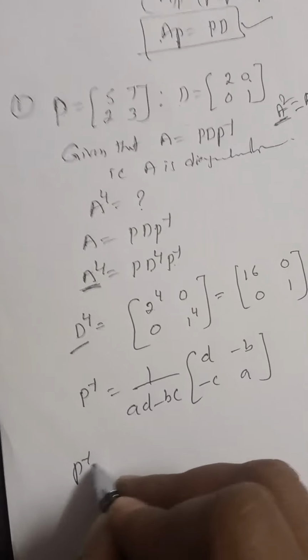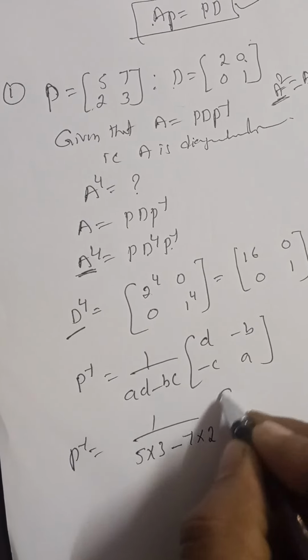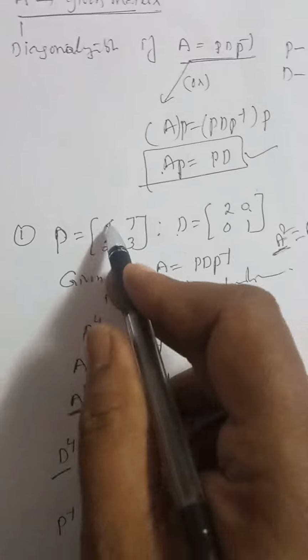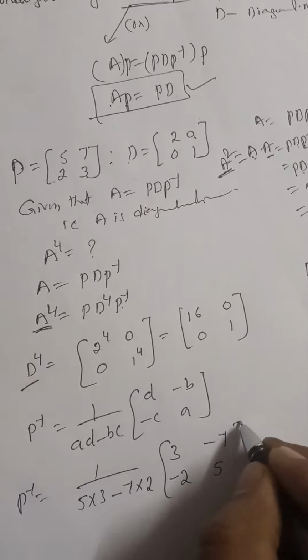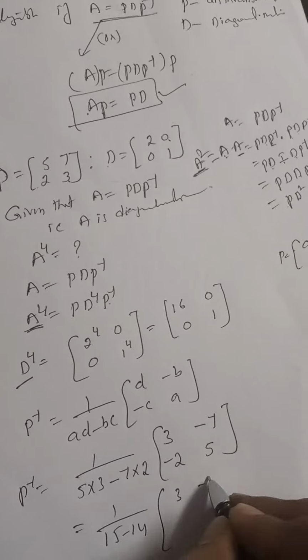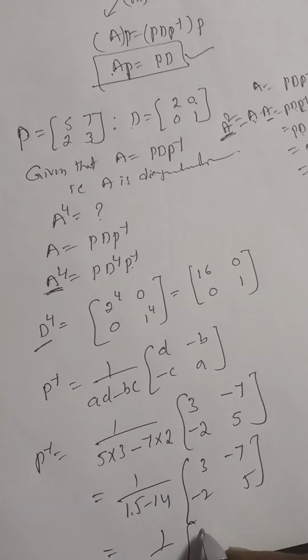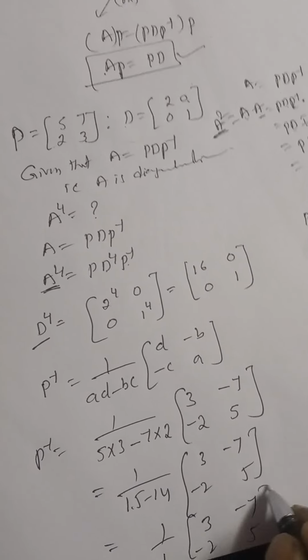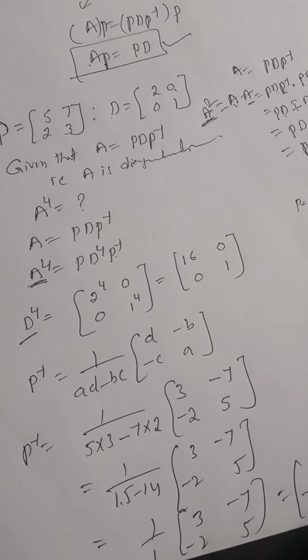5, 7, 2, 3 means P inverse is equal to 1 by 5 into 3 minus 7 into 2, right? D comes first, so D, minus 7, minus 2, 5. Now simplify this one. 15 minus 14 is 1, so 1 by 1 is 1, and we get 3, minus 7, minus 2, 5. We know P inverse, right? See, I am doing it here only, just concentrate please.